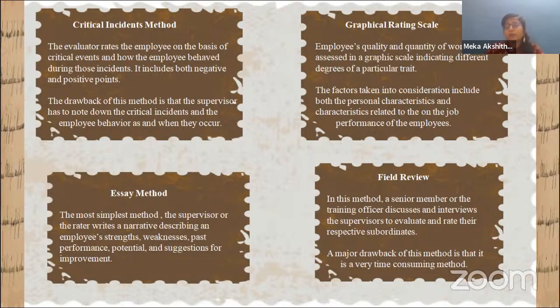Then apart from field review, there is also peer review. By the name you can know, right? When we are talking about peer review, what is a peer review?